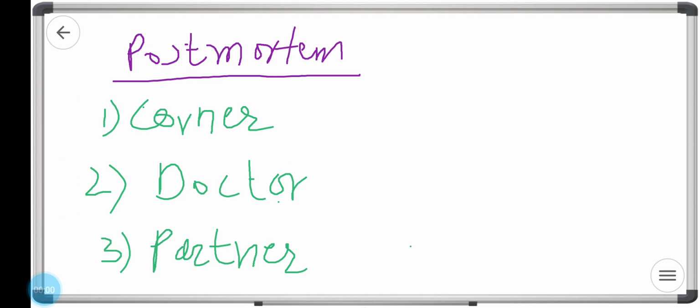So, the next thing is, who could actually request the postmortem? There are three persons who could request the postmortem. The first one is the coroner. The coroner is actually a doctor or a judicial officer, a lawyer, responsible for investigating the deaths. Can any doctor be a coroner? No, at least he should have 5 years of experience to appoint himself as a coroner.